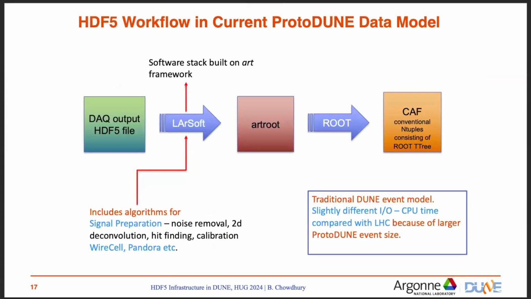Okay, so this is our current ProtoDUNE model in HDF5. We start off with DAQ output HDF5. We go through ART or LArSoft. This is the standard event processing framework. We produce an ART ROOT file, and then we apply ROOT to process to produce CAF. And CAF is actually some conventional ntuple just to do some physics analysis. So that's our current one.